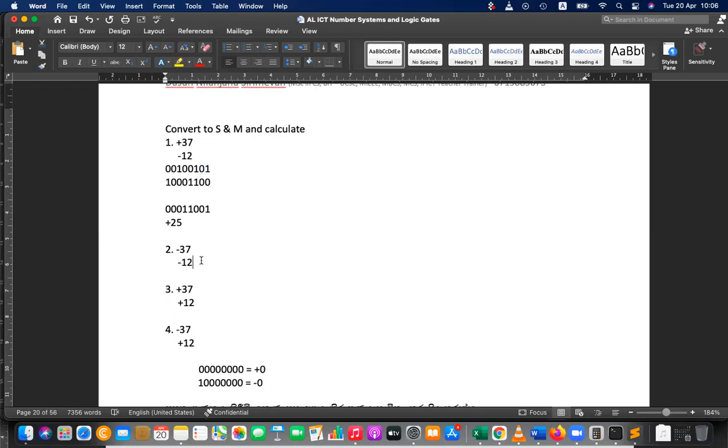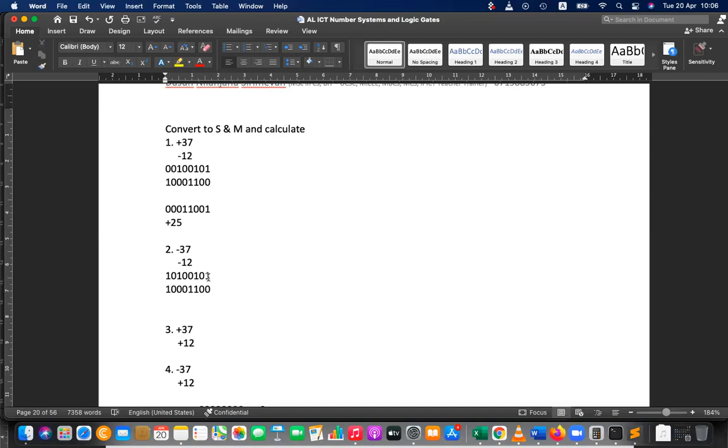The second one, both signs are negative. So now I have to make this negative. Since the signs are negative, this 37 is negative and 12 is also negative, so I have to add the numbers. But for the first one, because of subtraction, I had to subtract. For the second one, because both signs are negative, I had to add. So I can't subtract now.